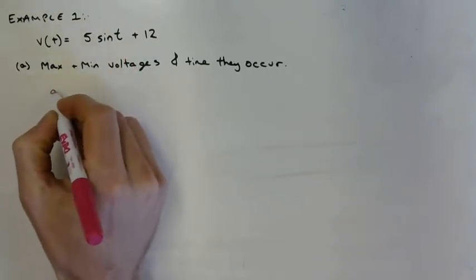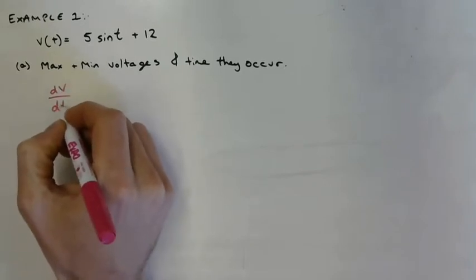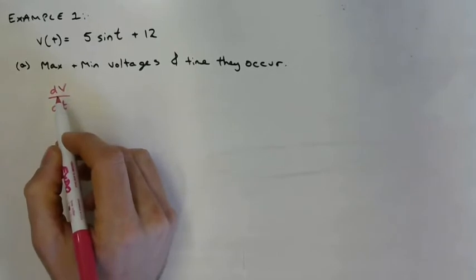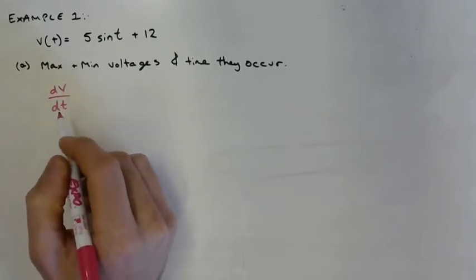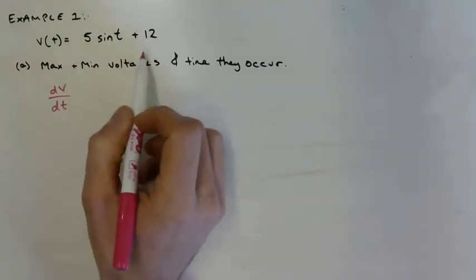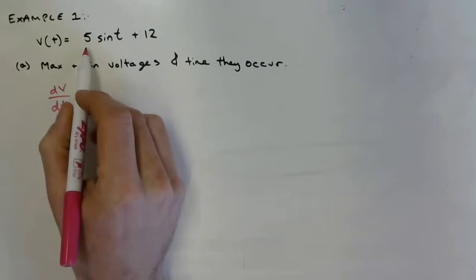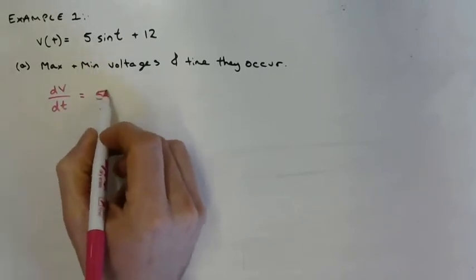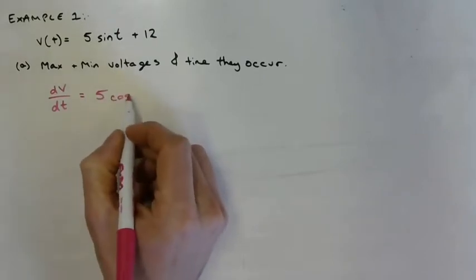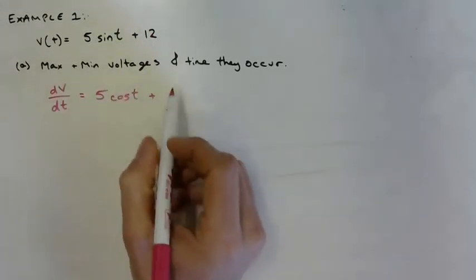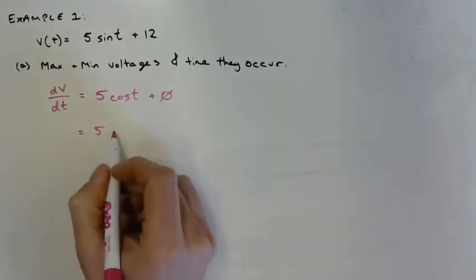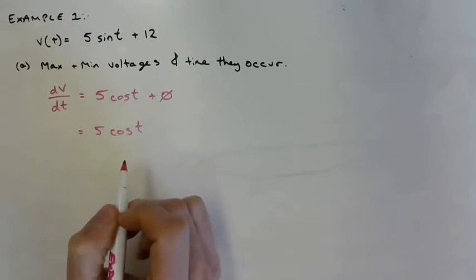So dV by dt, the derivative of V with respect to time, voltage with respect to time. Take the derivative of this first part and then the derivative of the second part. So common multiple rule, 5 stays out in front. Take the derivative of sine t, which is cosine t, plus the derivative of 12, which is 0. So we're just looking at 5 cos t.